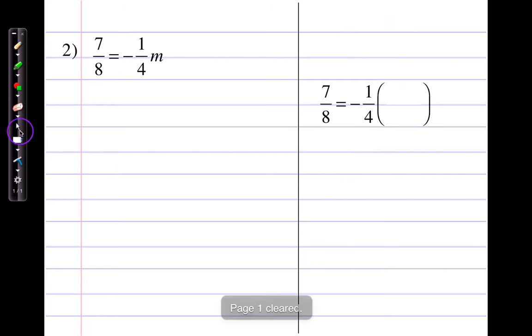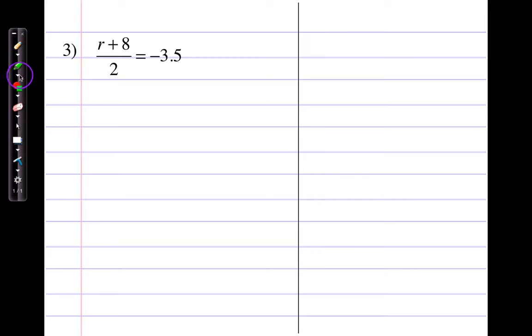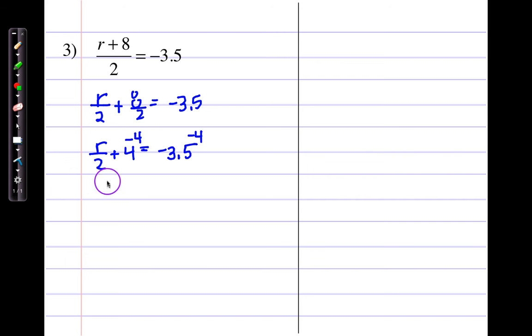So we're just going to keep moving on to the next example. For number 3, first things first, I'm going to actually want to rewrite this. This is the same thing as r/2, so r/2 plus 8/2 equals negative 3.5. I'm going to simplify because I noticed 8/2 simplifies to 4, so that's r/2 plus 4 equals negative 3.5. Now I need to get rid of my constant by subtracting 4 from both sides, which leaves me with r/2, this is going to be 0, equals, here, do some side work.